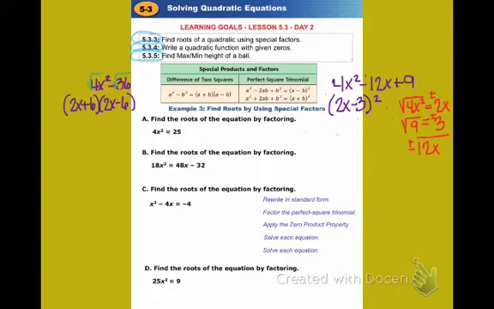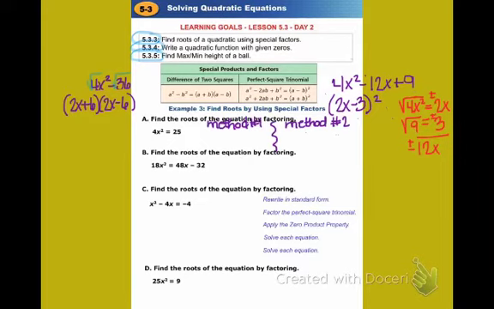Okay, so let's take a look at putting this into practice in a couple examples. Example 3a asks me to find the roots of the equation by factoring. Actually, I want to take a look at this in two different methods. We're going to do one method by factoring, and then I'm going to show you another method.